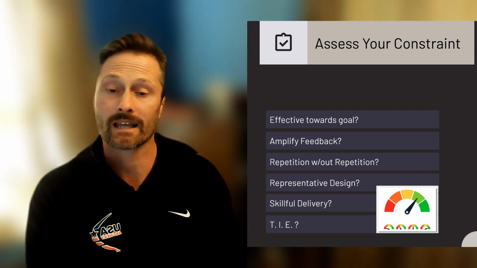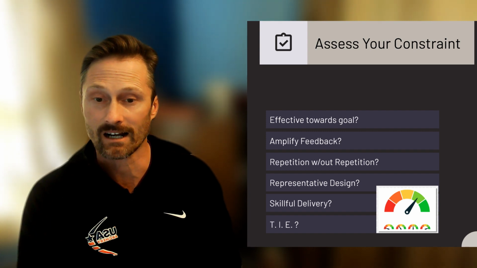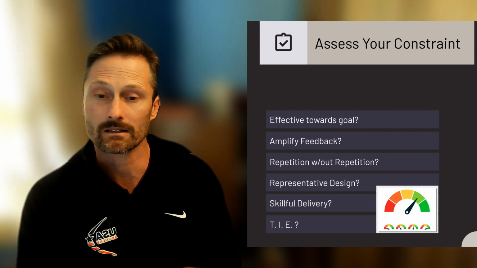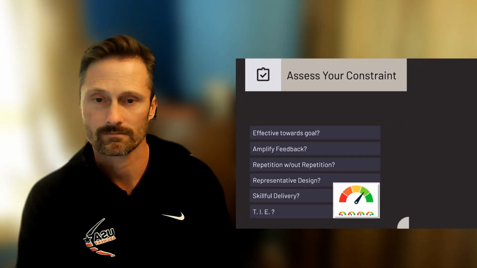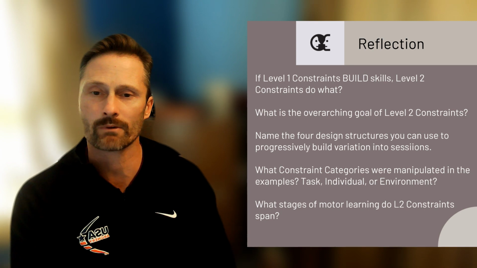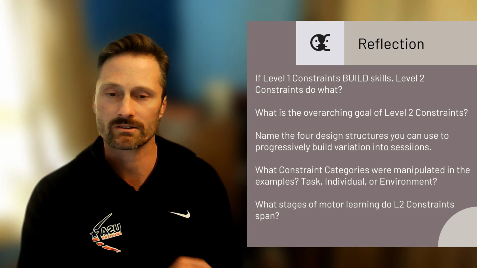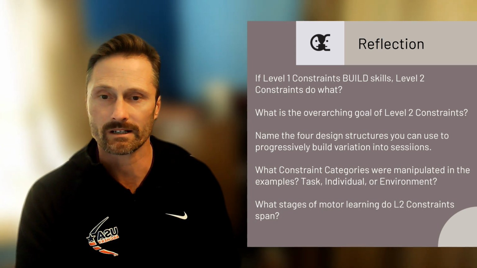Well, what about the category of constraint? What did we constrain? Was it the task, the environment, the individual? Well, in this, we're really constraining the task and also the individual. Let's go ahead and do a brief reflection. I recommend that you pause the video here and then consider the answers to the questions. Turn the video back on once you're ready.